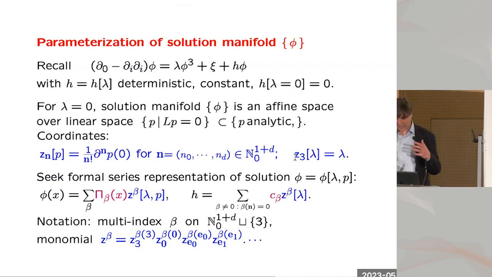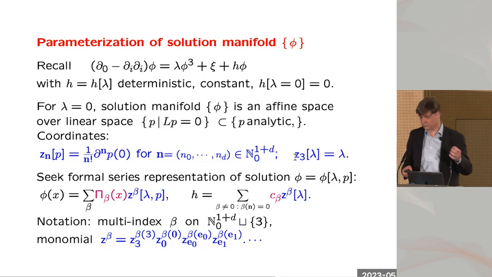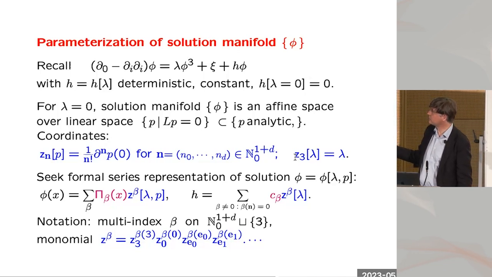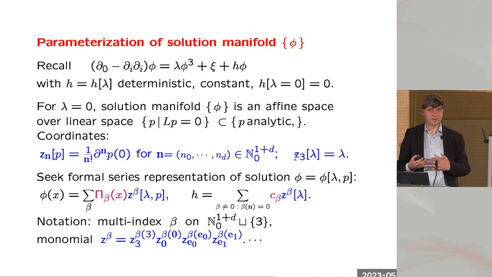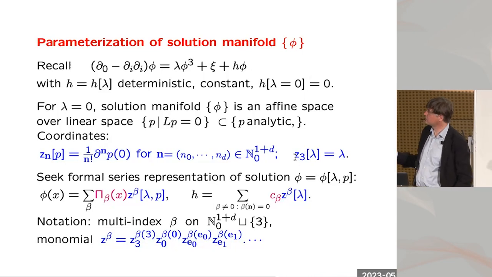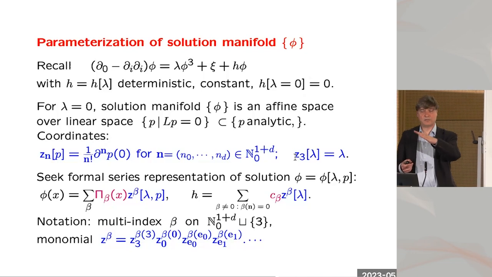So now let's think of a parametrization of the manifold of solutions. To get an idea, the easiest case is the linear case. You switch your nonlinearity off by setting the parameter lambda equal to zero, then you have a linear equation, and the only right-hand side term is the noise. That means the solution manifold is an affine space, and the linear space which it is modeled on is just the space of all functions which are annihilated by the heat operator. Those are analytic functions, very nice functions. So in the linear case, the solution manifold is an affine space modeled on a very nice linear space.